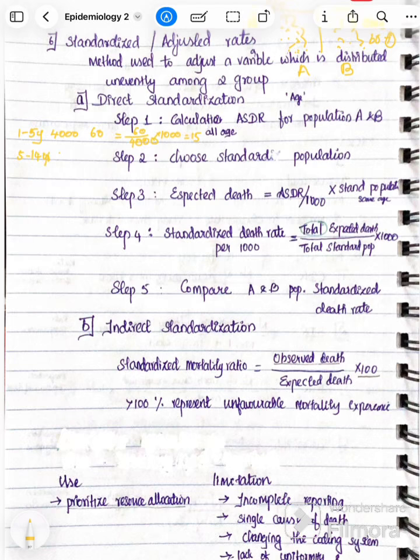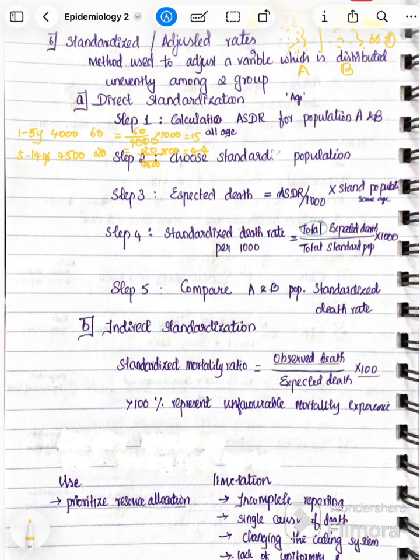Like that, 5 to 14 year age is there. Suppose take 4500 is the mid-year population of that age group. The death in that age is 20. So the formula is 20 by 4500 into 1000. The answer we get is 4.4.